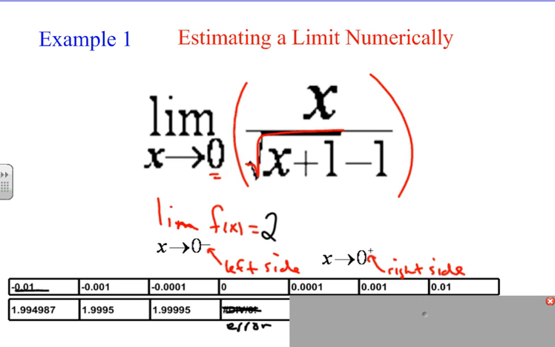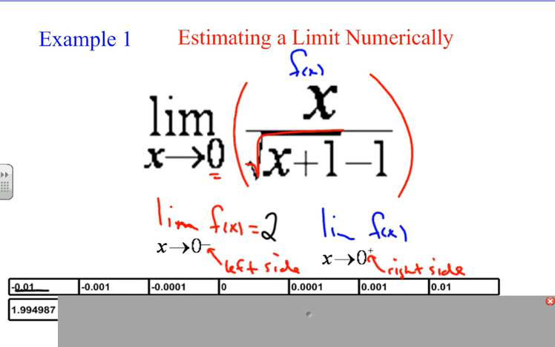Now doing a similar thing, we're going to take the limit of f of x, this function right here. We're going to say this is f of x, just so everybody knows. Now we're going to approach 0 from the right side, because they have to approach the same value from the right and left side. As we get closer to 0 on the right side, I'm going to put in 0.01. And you notice it's 2.004988.